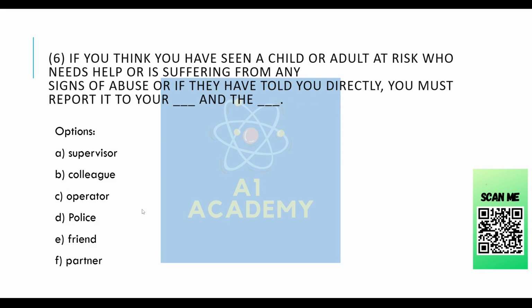Question number 6. If you think you have seen a child or adult at risk who needs help or is suffering from any signs of abuse, or if they have told you directly, you must report it to your blank and the blank. So pause the video now and pick 2 answers. Your answer is C, Operator, and D, Police. So you must report to your operator and the police.